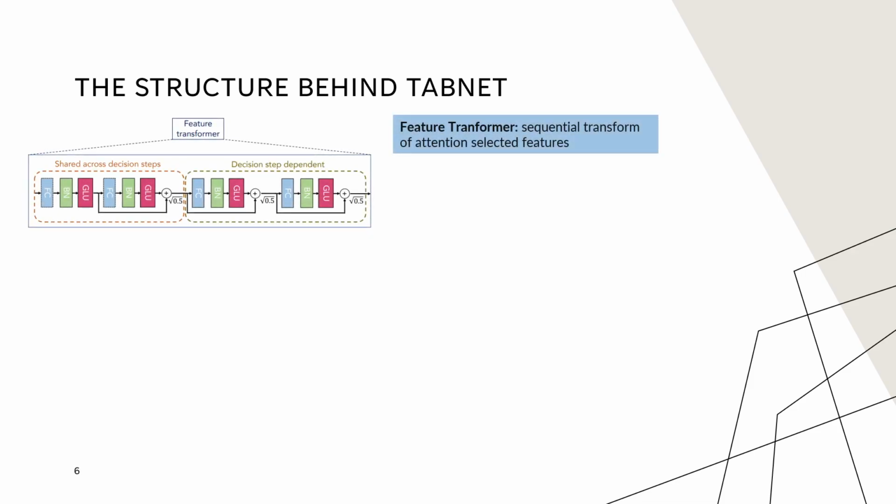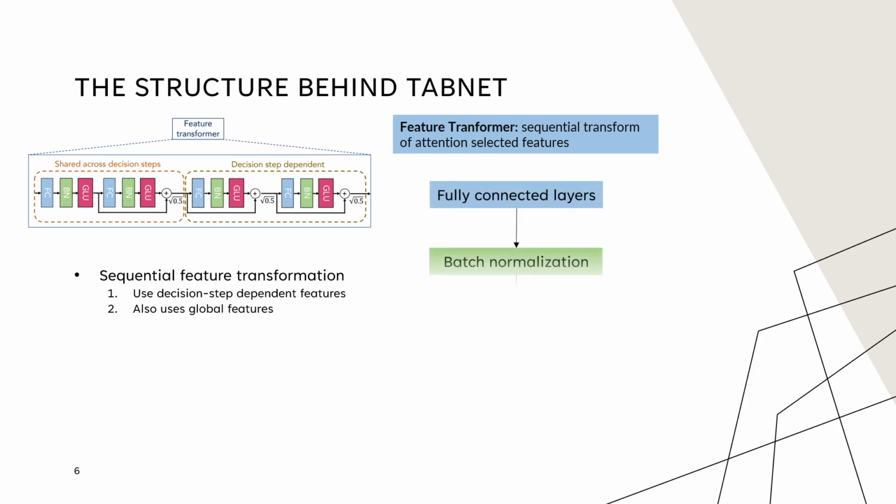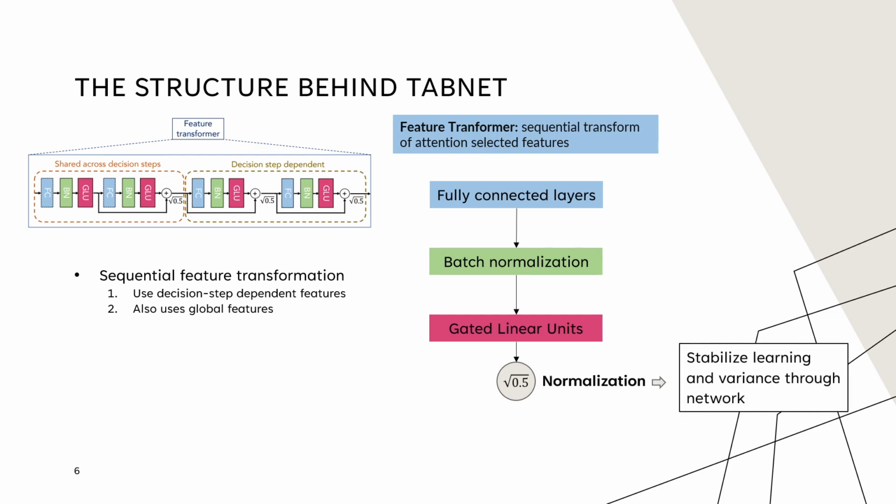The feature transformer, on the other hand, uses the feature transformation to use the decision-step dependent features, but also the global features that haven't been transformed. It's made up of fully connected layers, followed by batch normalization, and gated linear units as activation. Then there's a normalization to stabilize the learning and the variance through the network, because otherwise the authors found that it would be prone to explode.